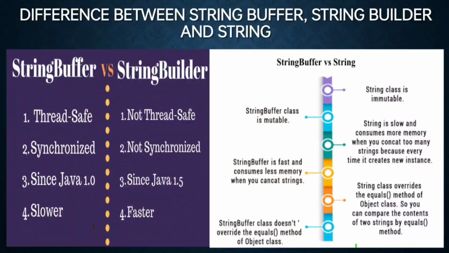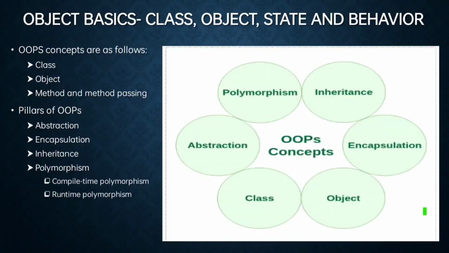So string buffer is fast and consumes less memory when you concat strings. String is slow and consumes more memory when you concat too many strings, because every time it creates a new instance. So string buffer class is mutable, string class is immutable. So we can use each based on the situation or our need.